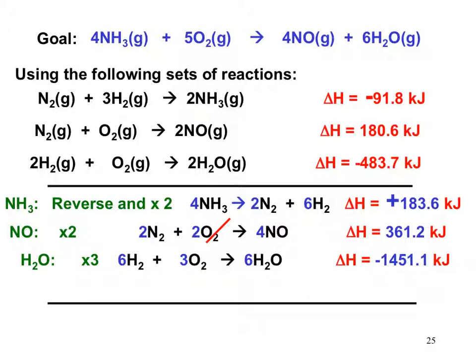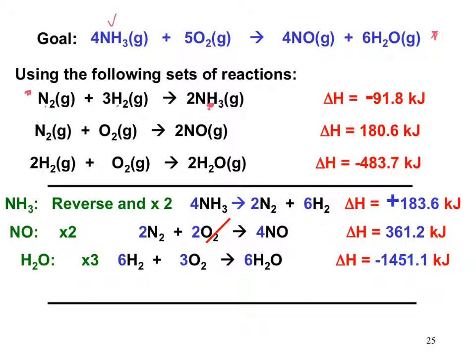So if we look at this first equation right here, notice N2 and H2, neither of those end up in the equation above. So because of that, those really aren't of importance. Really what we need to be looking at is the location of the NH3. If we look at the location of this NH3, we notice that we have it on the product side here, but in the equation above, we have it on the reactant side. So that should immediately tell you that you're going to need to flip this equation over.